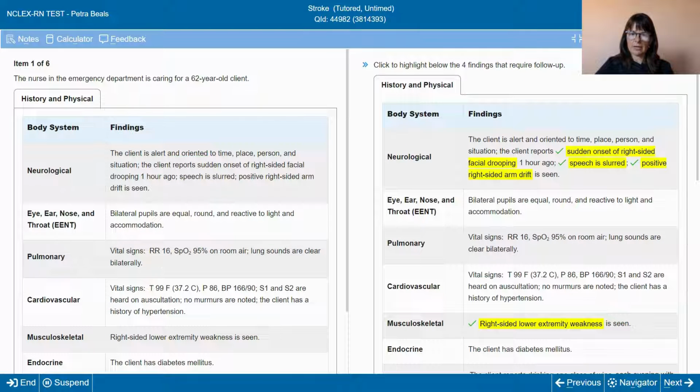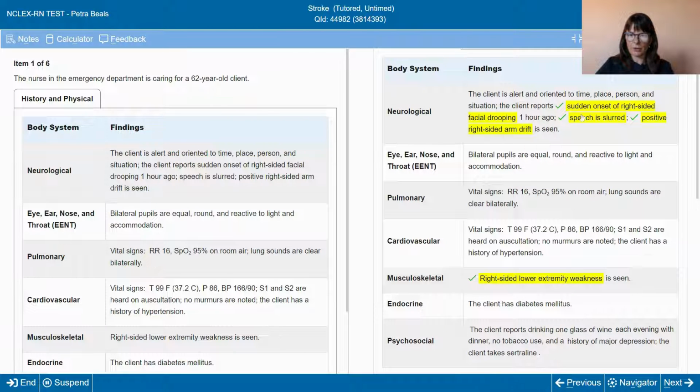So in this case here, it says click to highlight below the 4 findings that require follow-up. And findings always pertain to assessment. So something on the assessment that is abnormal. And as you can see, I've already gone through this.